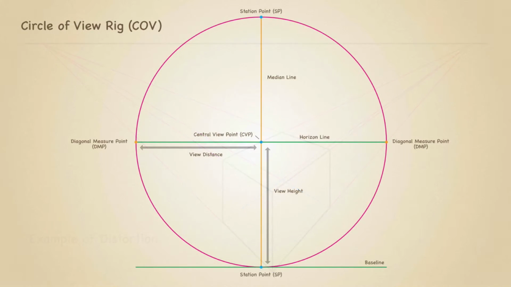The circle of view rig is a construction tool based on the cone of view. This outer circle represents the 90-degree cone of view. This illustration shows the basic circle of view rig. I'll be talking about each of its elements as they become relevant.